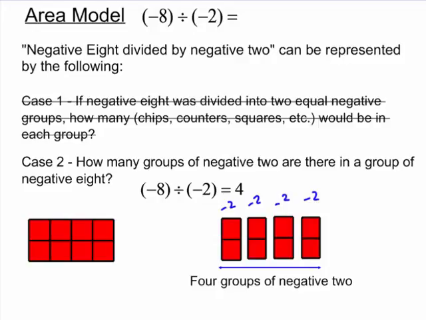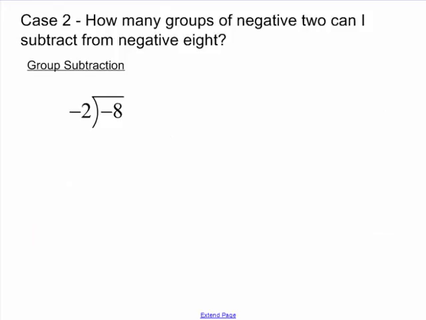I like that method. If we try our group subtraction method again, we'll see if it works here. It didn't in the last one, but maybe it will here. So if I'm going to subtract a negative 2, now I have to be careful here because I am subtracting a negative, and if we go back to our addition and subtraction of positive and negative values, this is the same as adding a 2. So if I have negative 8 plus 2, I actually end up with negative 6.